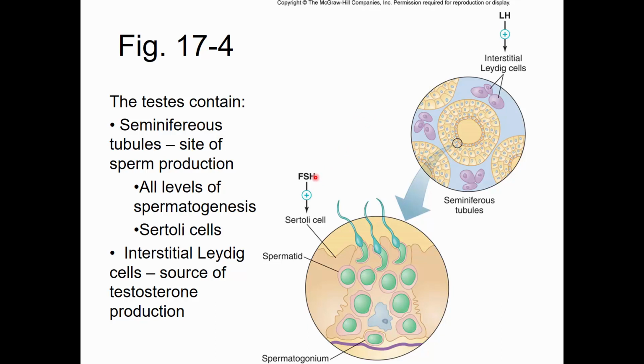FSH, follicle stimulating hormone. Now, FSH was named for female functions. Then endocrinologists figured out males have the same darn hormone. So FSH stimulates the Sertoli cells and promotes spermatogenesis. And then LH, luteinizing hormone, stimulates the interstitial cells of Leydig to produce testosterone. Testosterone has effects throughout the body, but testosterone is also required for spermatogenesis.